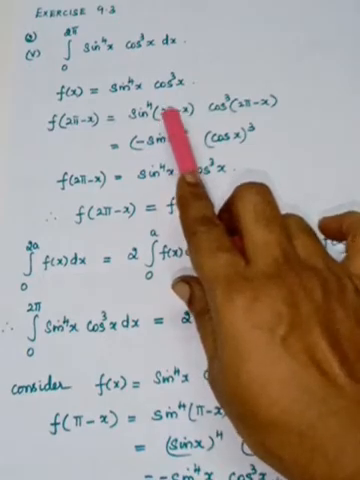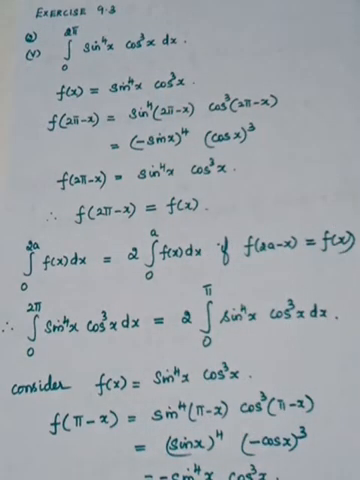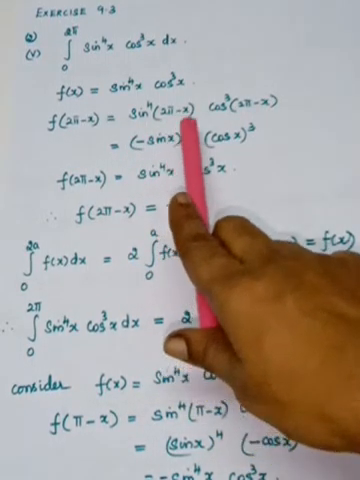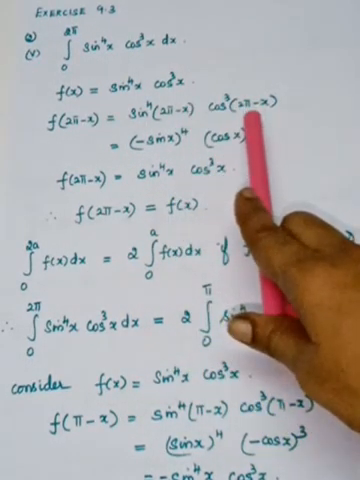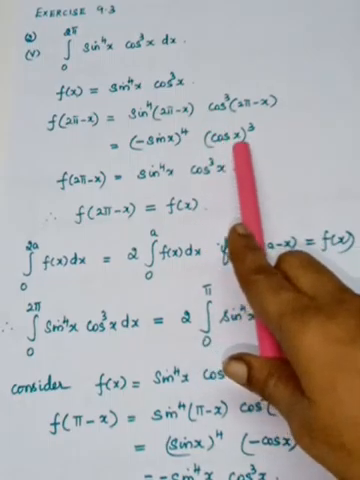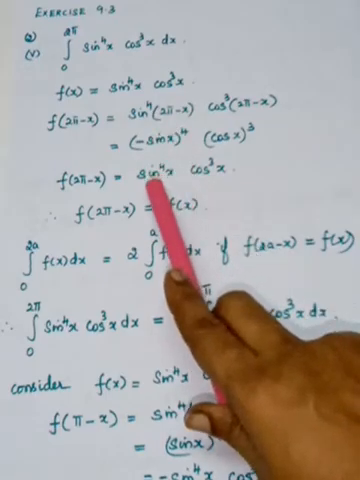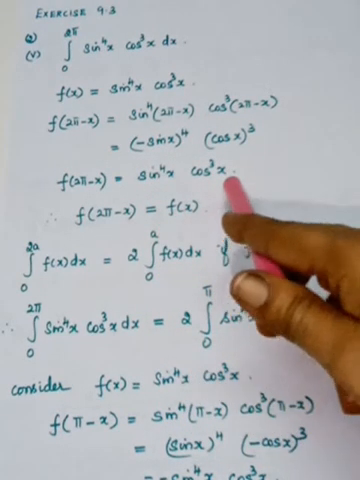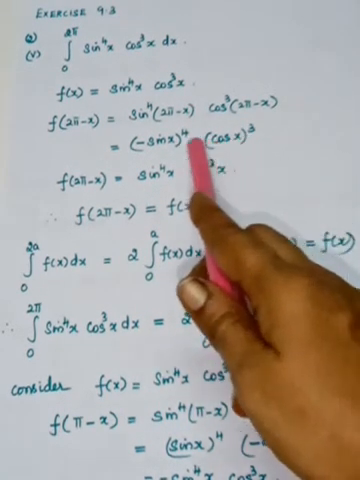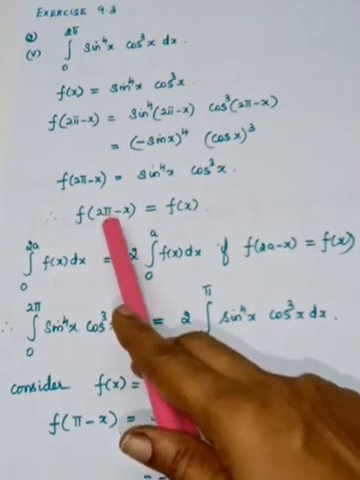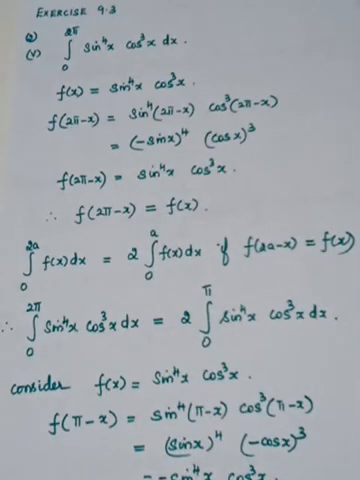Okay. So 2 pi is nothing but 360 degrees. 360 degrees minus x, where does it lie? It lies in the fourth quadrant. In the fourth quadrant, sine is negative. So it is minus sine x the whole power 4. In the fourth quadrant, cos is positive. So it is cos x the whole cube. Minus the whole power 4 is positive. So it is sine power 4x into cos cube x. So there is no change, you will get f of x as it is. So f of 2a minus x is equal to f of x.